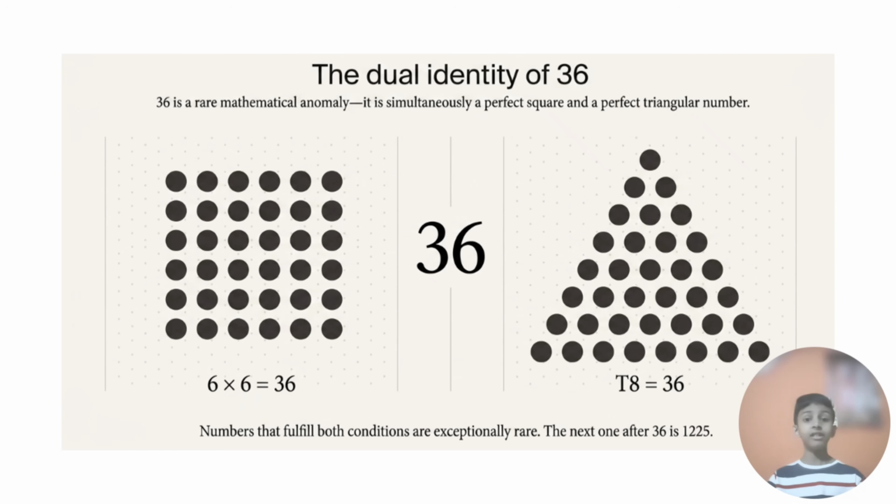In fact, the next number after 36 that is both triangle and square is 1225, which is the 49th triangular number and the 35th square number. These very rare numbers are called square triangle numbers.